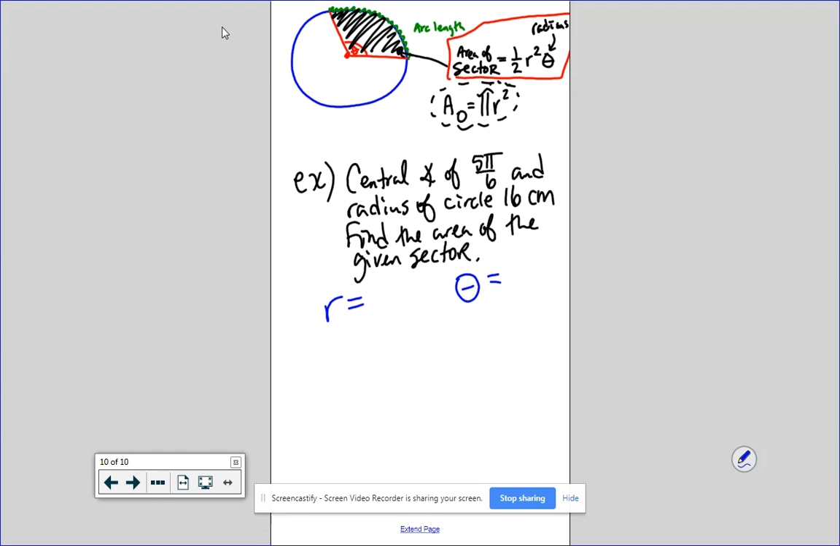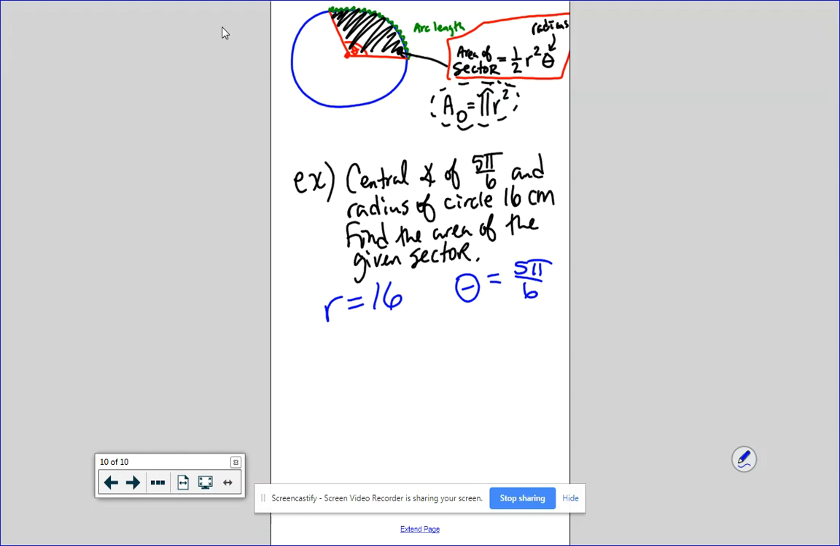Okay, let's bring it back here. What's my r? 16. What's my theta? 5 pi over 6. Now, some of you were trying to convert some of this, which you don't need to do in this case. I've given it to you in radians. Easy way to tell something's in radians: it has pi in it. If it has a pi in it, you're good, you don't need to convert it. If it's in degrees, it's going to have the degree symbol after that. If there is no degree symbol, assume it's in radians.